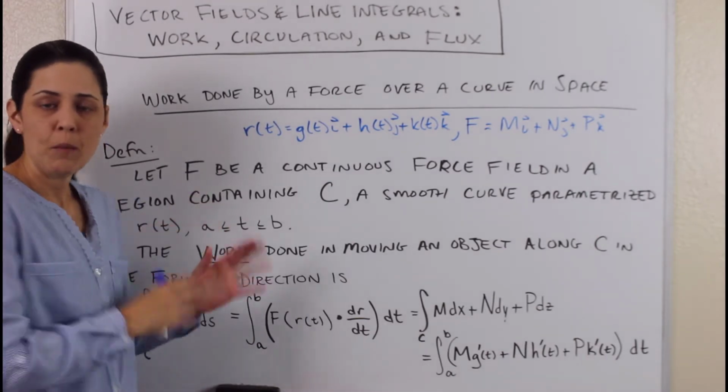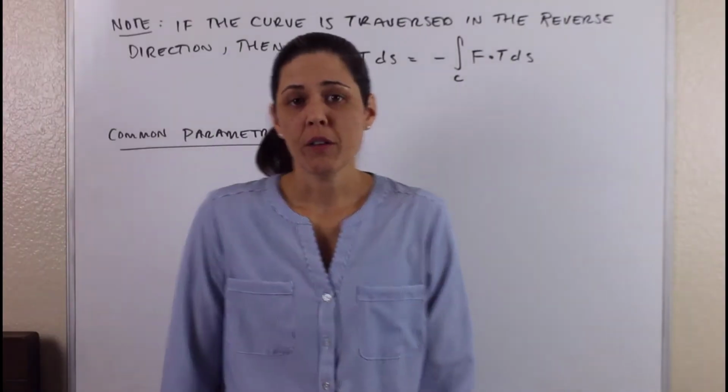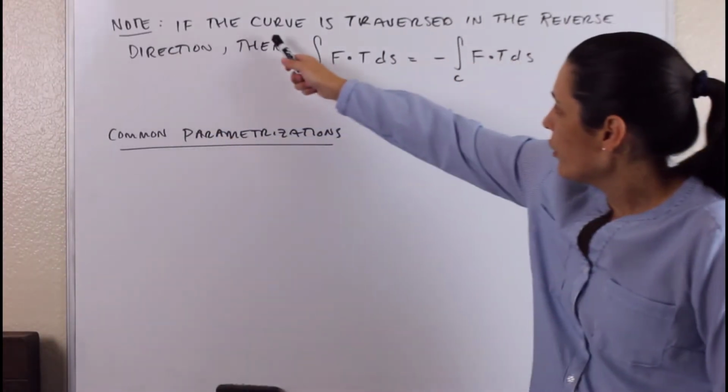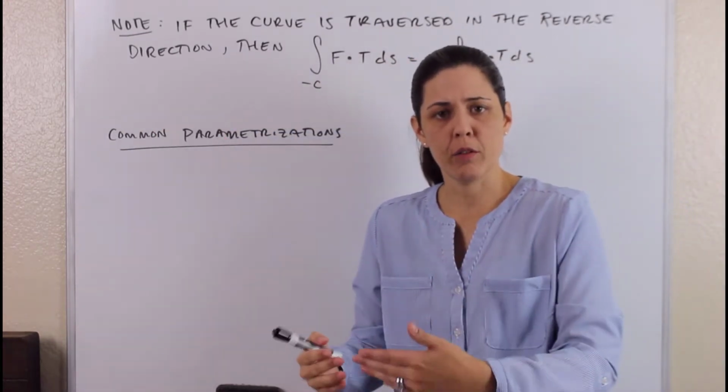So let me show you just an image of this real quick. Okay, so the blue curve here is our curve C, and we have this force vector that is from our vector field, and then our unit tangent vector is going to be tangent to our curve at this point, and then it points in the direction of travel. And so the work done by this force F is equal to our line integral of F dot T from the starting point to the ending point. Alright, so just a quick note, if the curve is traversed in the reverse direction, so we have what would be defined as a positive or forward direction.